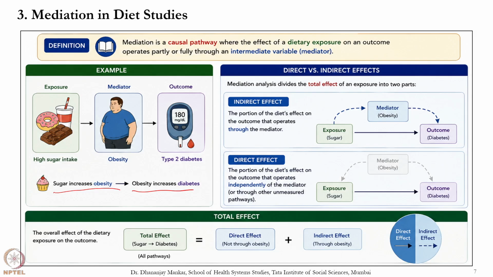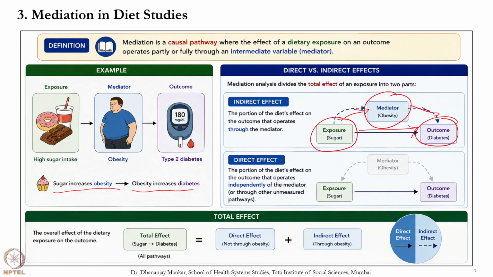Okay. What is the direct versus indirect effect? We will understand it here. Mediation analysis divides the total effect of an exposure into two parts. Let me make it clear. Indirect effect is the portion of the diet effect on the outcome that operates through the mediator. So you may say the exposure to sugar is directly seen as an outcome of diabetes, but if the mediator is obesity, it will combine. So you will have an indirect effect.